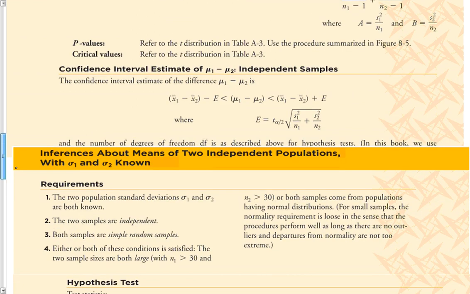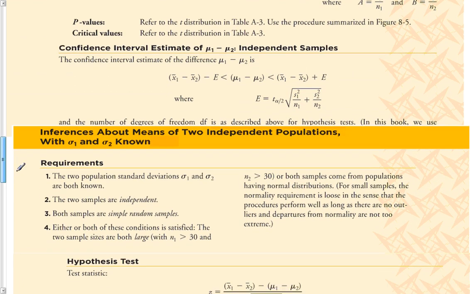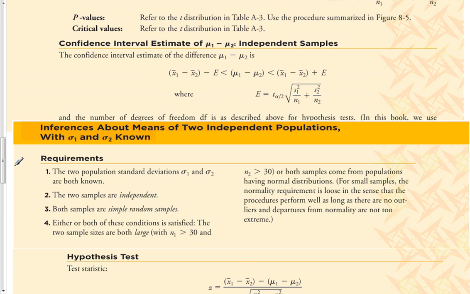All right, for the p-values, we're going to refer to table A3. That's the t-distribution table.